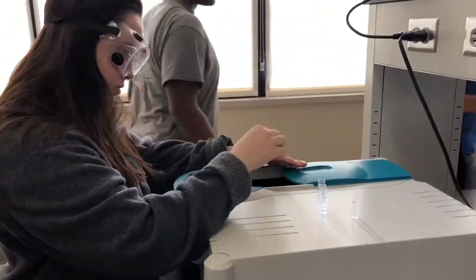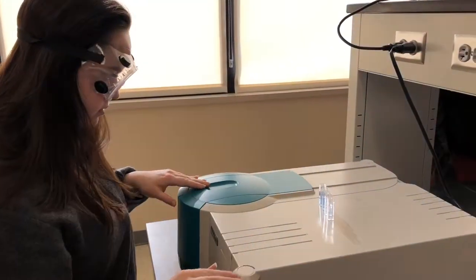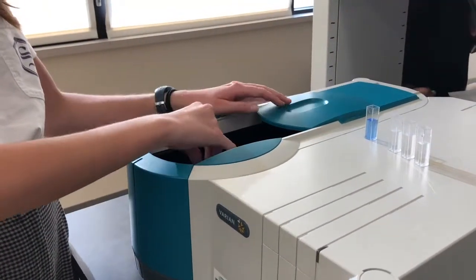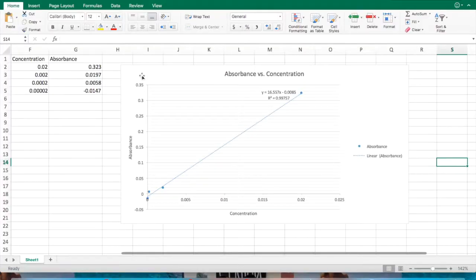Once we had determined the best wavelength to observe the data, we ran the remaining 3 dilutions through the spectrophotometer. After scanning absorbance, the cuvette was removed from the spectrophotometer and the lid was closed. The linear relationship between concentration and absorbance of a solution.